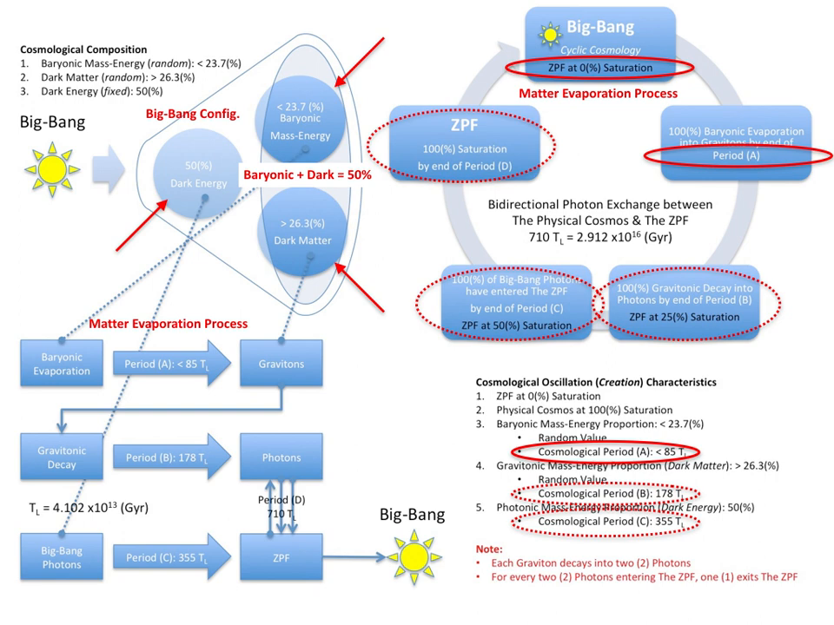Even though all physical energy has been absorbed by the zero-point field, it is randomly returned to the physical universe via the Casimir effect. This process may be described as quantum vacuum evaporation. For every 2 photons entering the zero-point field, 1 photon is rejected by the zero-point field and enters the physical universe. This process continues until the end of period D, when the zero-point field is 100% saturated with quantum potential energy, also termed virtual photons.